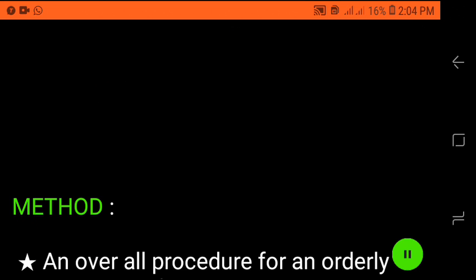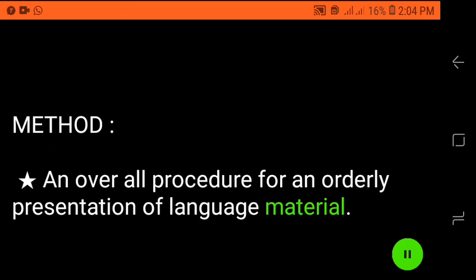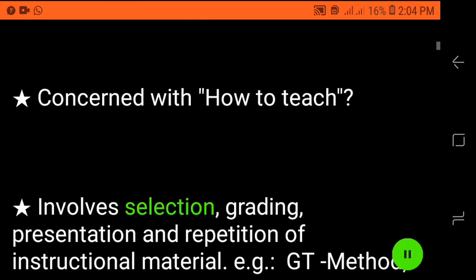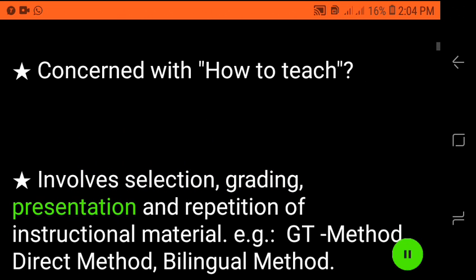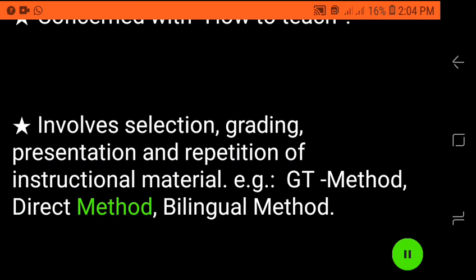Method: an overall procedure for an orderly presentation of language material. Concerned with how to teach. Involves selection, grading, presentation and repetition of instructional material. E.g., GT method, direct method, bilingual method.